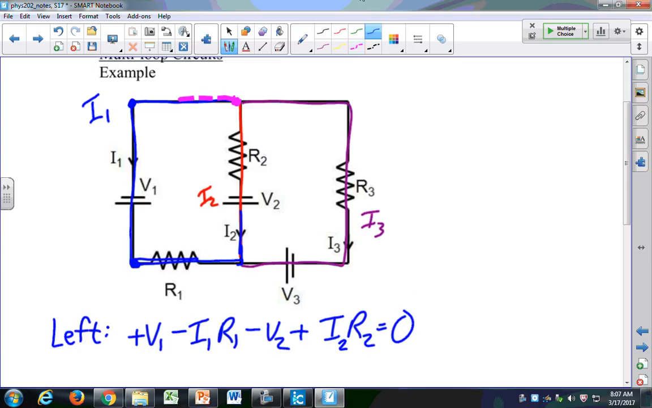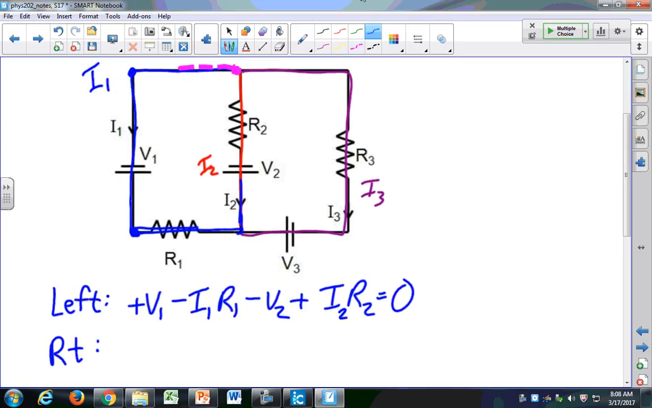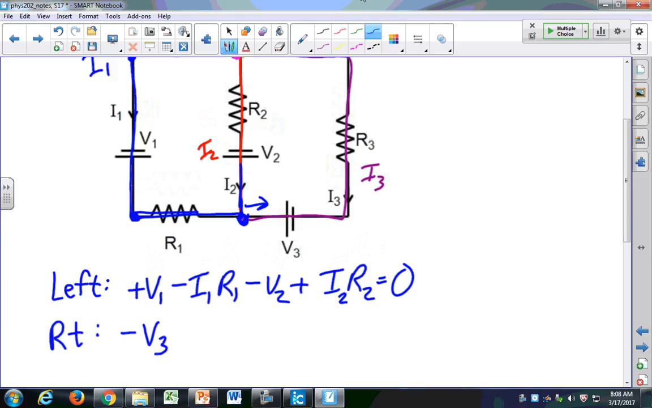All right. Now let's look at the right loop. I'm just going to pick a point. Let's just start right here, and we'll go in this direction. I have minus V3. In fact, y'all just take a moment and go through and write their loop rule, and then I'll write it for you in just a couple minutes. I'll give you about 1 minute to work that. Just write out the loop rule for the right loop. Make sure you get your subscripts right. Make sure you get your signs right. Subscripts and signs.